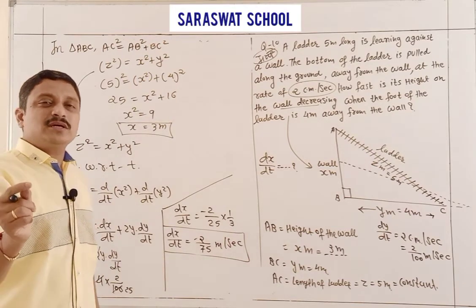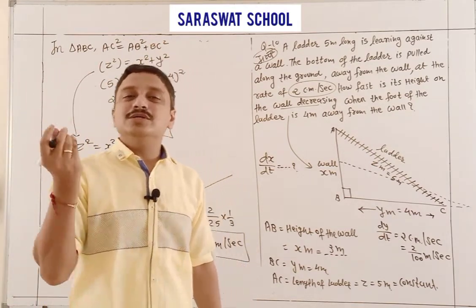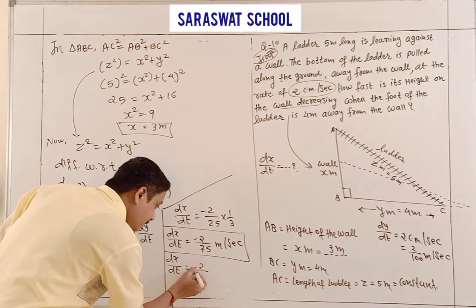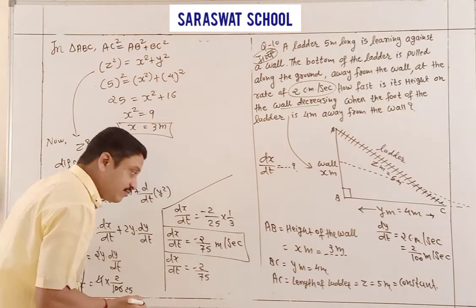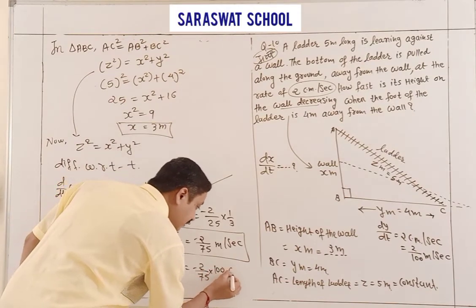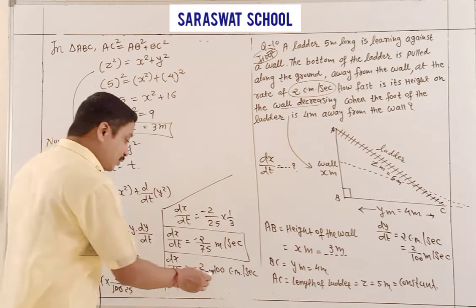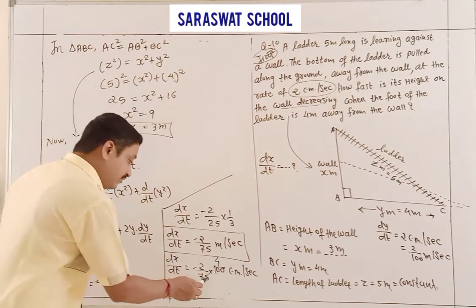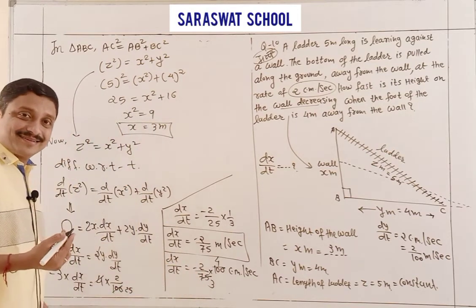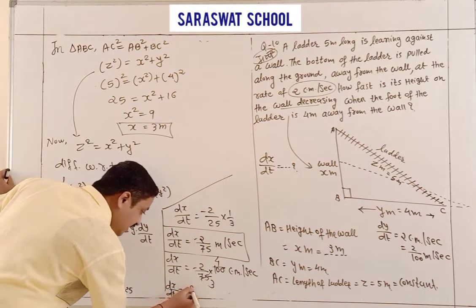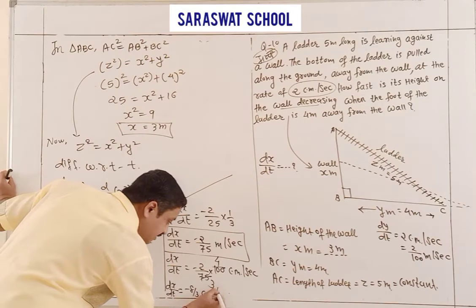But sometimes the answer is given in centimeter also. So I convert it to centimeter. So minus 2 by 75, here 100 centimeter per second. And this is also easy. 25 4s are 25, 3s are. So what is the height decreasing? It is minus 8 by 3 centimeter per second.